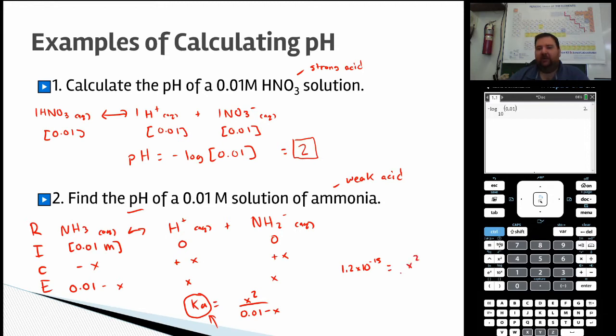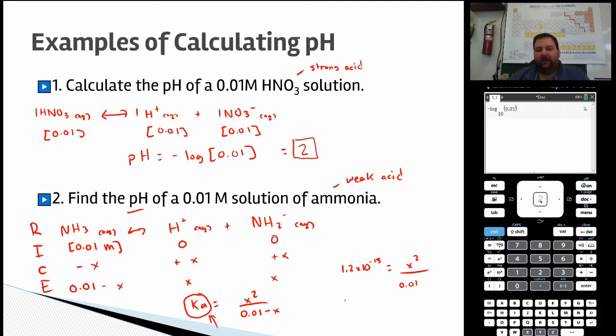So we have x squared over 0.01 minus x. Now in a previous lesson, we said that this x, just this one, is so small that we can basically remove it. It doesn't actually matter. So let's go ahead and just wipe it out. We cannot do that for this x squared up here.